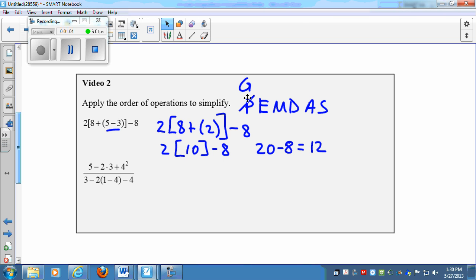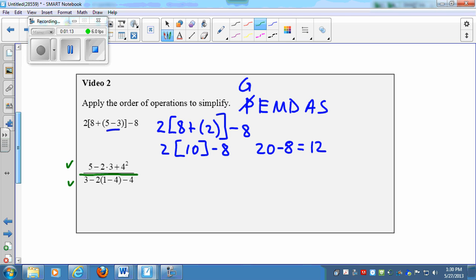In the second case, this division bar is a grouping symbol. So we're going to take care of the top half of the fraction separately from the bottom half. So looking at the top of the fraction, called the numerator, there are no grouping symbols, but it looks like we have exponents. So what we're going to do is just recopy and squaring 4. 4 times 4 is 16.